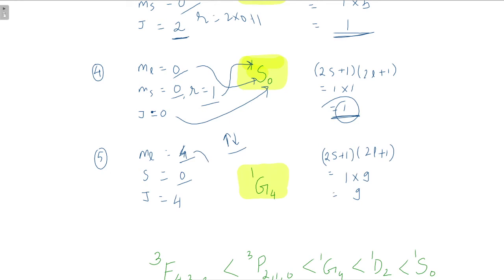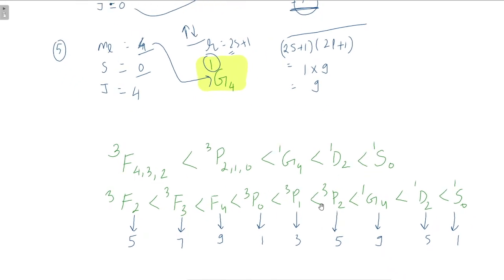So for 4 we have the term G. For s is equal to 0, the value of r will be, this is r, what is r, 2s plus 1. 2 into 0 plus 1 is 1. Right? And then we have the energy states.